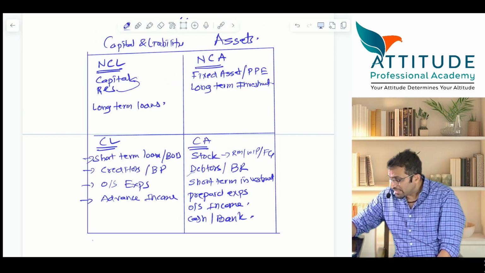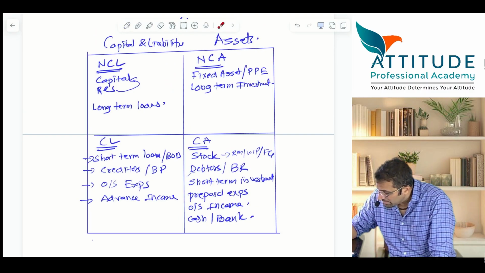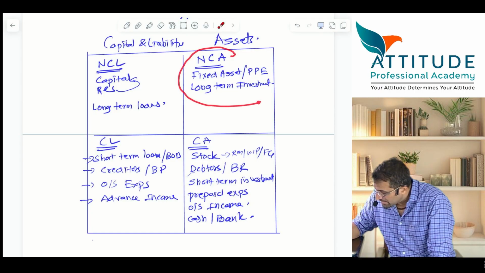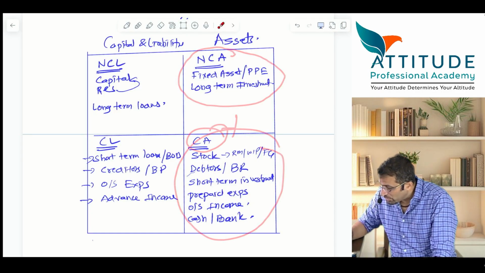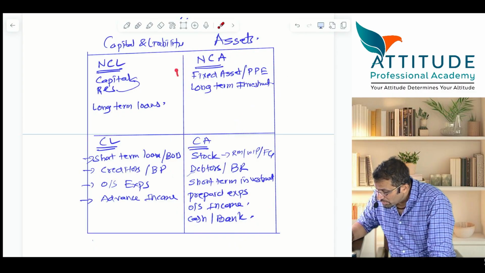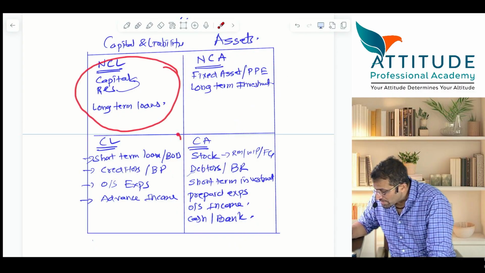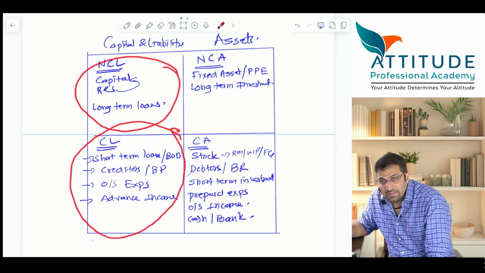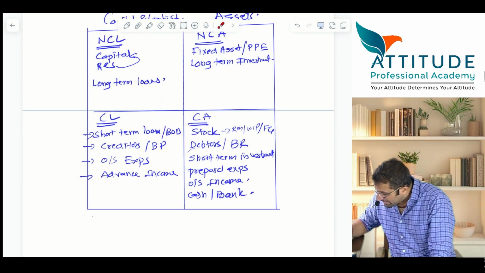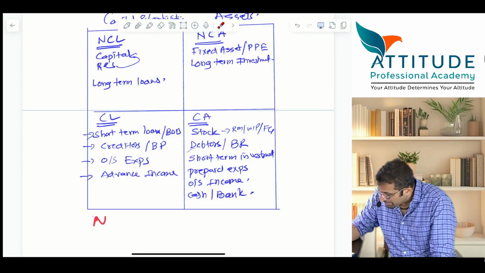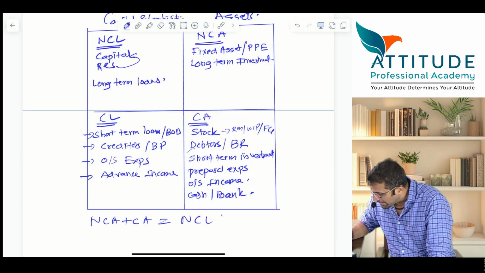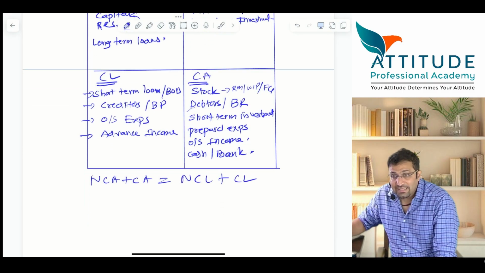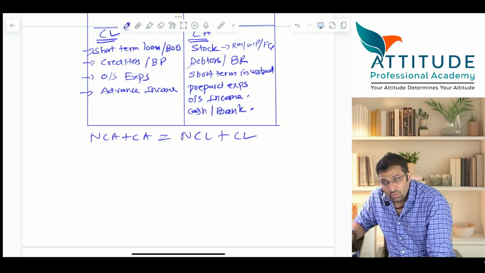So, can I say, have a look at it. Fixed assets plus long-term investments plus current assets should be equal to capital, long-term loans and current liabilities. All of you got it? So can I put it like this? NCA, concentrate here. NCA plus CA is equal to NCL plus CL, correct? Yes or no?